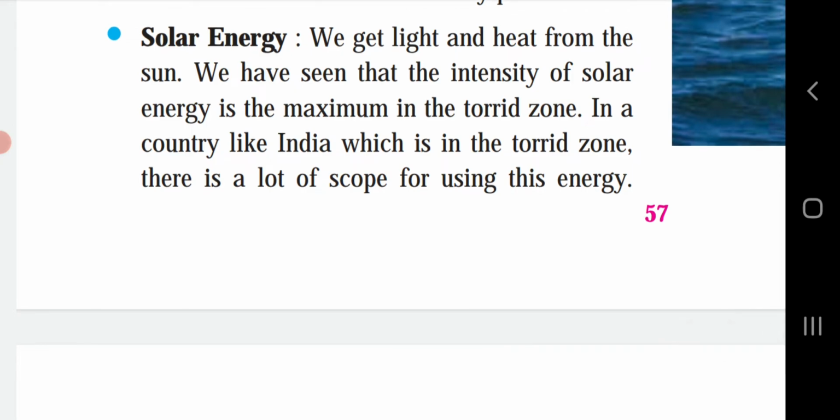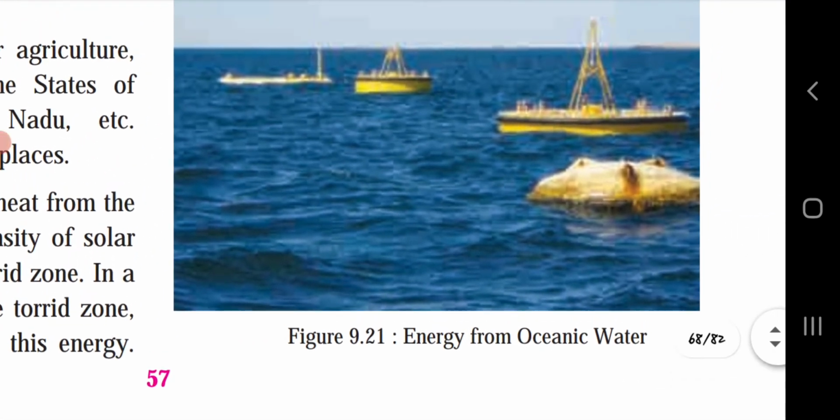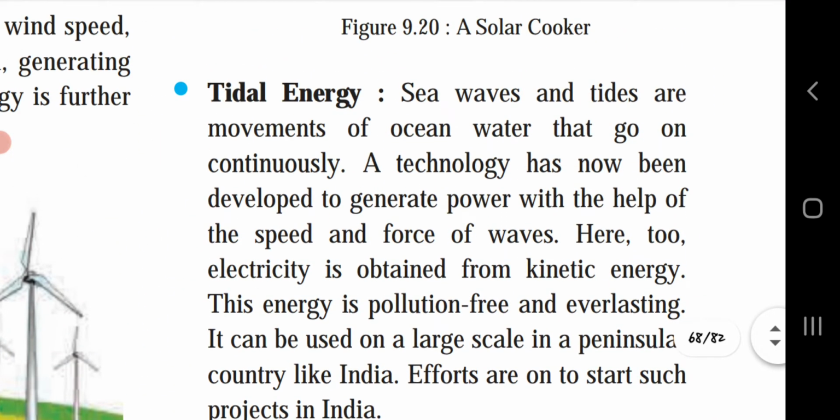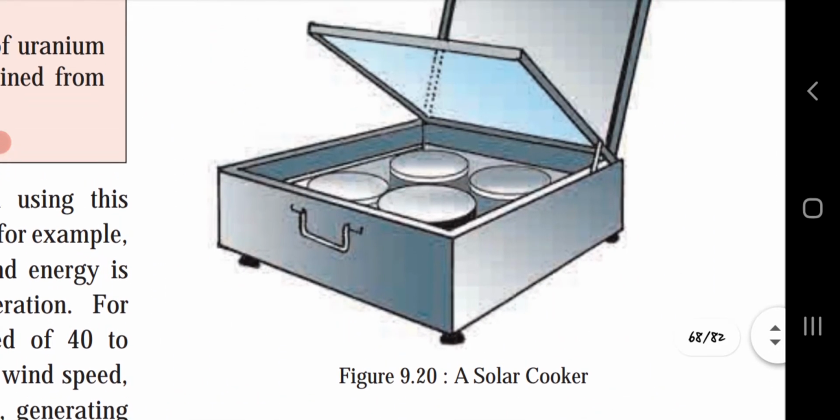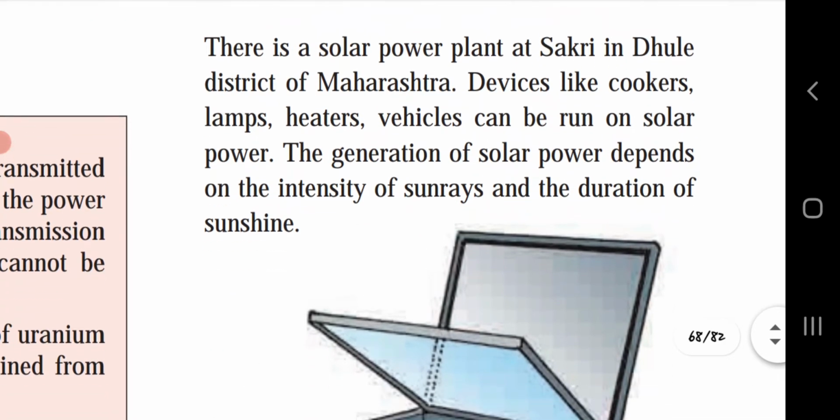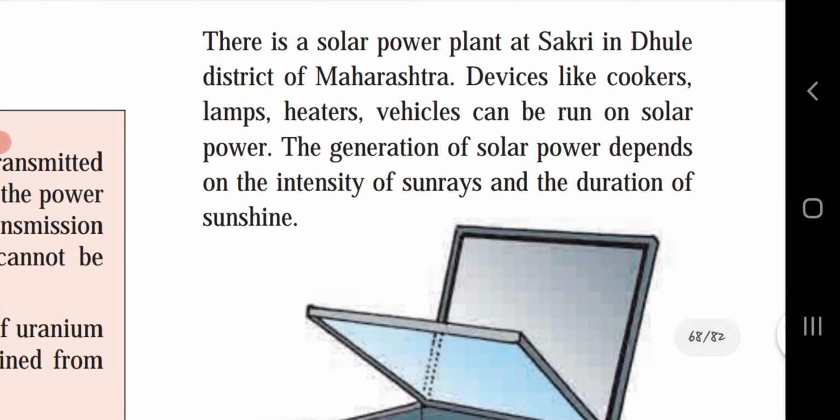Solar energy. We get light and heat from the sun. We have seen that the intensity of solar energy is the maximum in the torrid zone. In a country like India, which is in the torrid zone, there is a lot of scope for using this energy. So, solar energy from previous times, from the Stone Age and from the medieval period of our country, we are making use of this solar energy by using the sun rays.